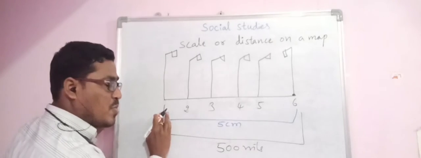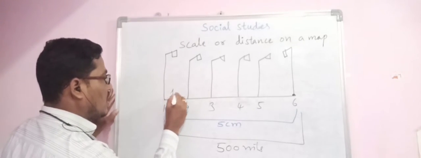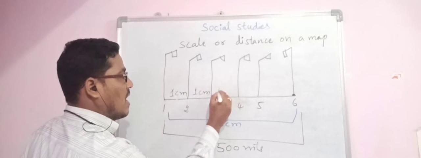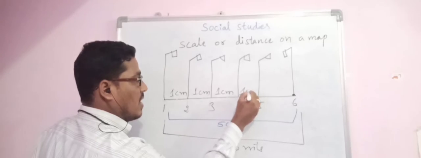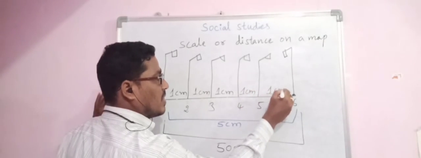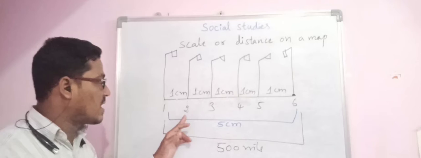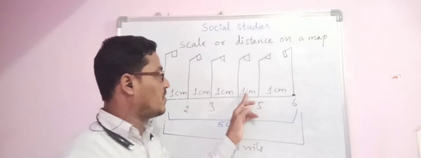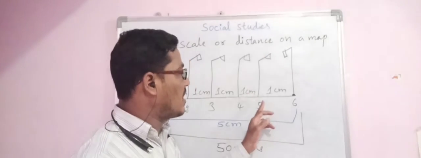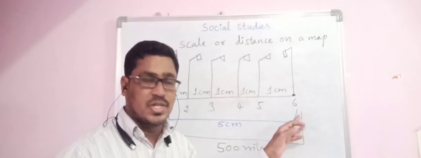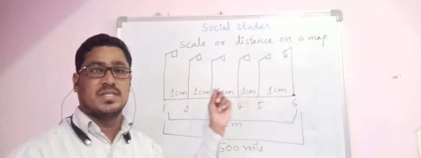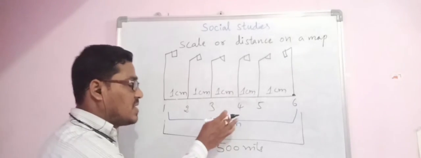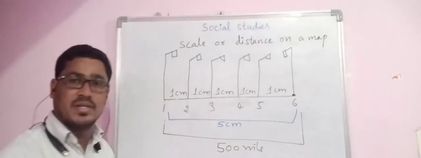From the first lamp post to the second lamp post, she took only 1 centimeter. From second to third, 1 centimeter, third to fourth 1 centimeter, fourth to fifth 1 centimeter, and finally from the 5th lamp post to the 6th lamp post, only 1 centimeter. The actual distance is 500 meters, but she drew it with only 5 centimeters.